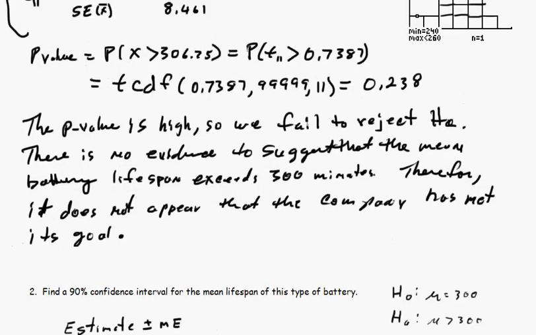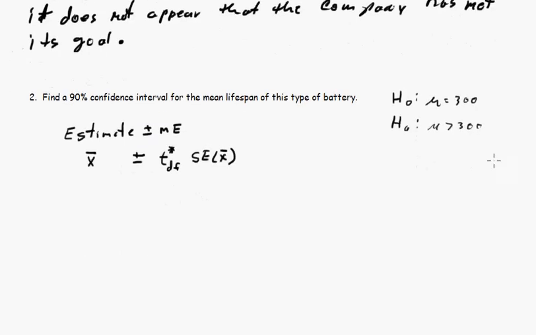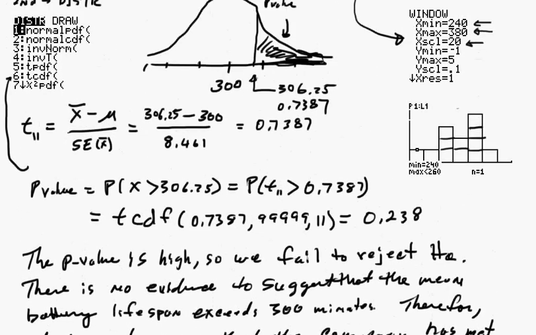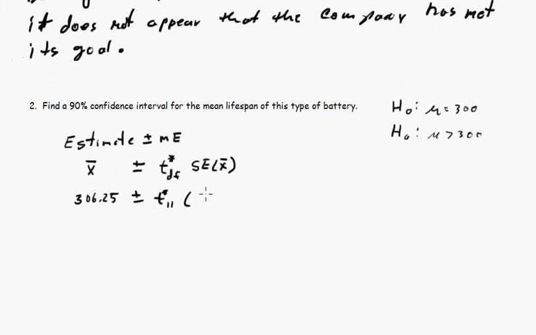Okay, so some of this stuff we already have. Let's go back. x bar, the sample mean, was 306.25, plus or minus t star. We know that the sample size was 12, so this is going to be 11 degrees of freedom. And then our standard error, where did we calculate that? Right here. The standard error is 8.461. Okay, so now let's talk about how we find t star.